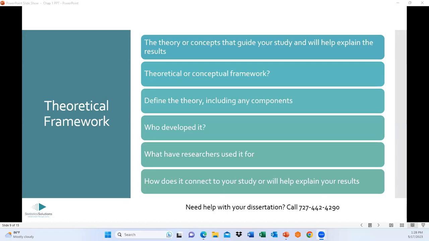Because say you get 4 or 5 theories, you're going to have to explain every one. You're going to have to explain how each one of them connects to your study. You're going to have to talk about each one in the discussion chapter. So my idea is to keep things streamlined, right? If one theory works, fine. If it takes 2, it takes 2. But more than that, there should be a good reason.